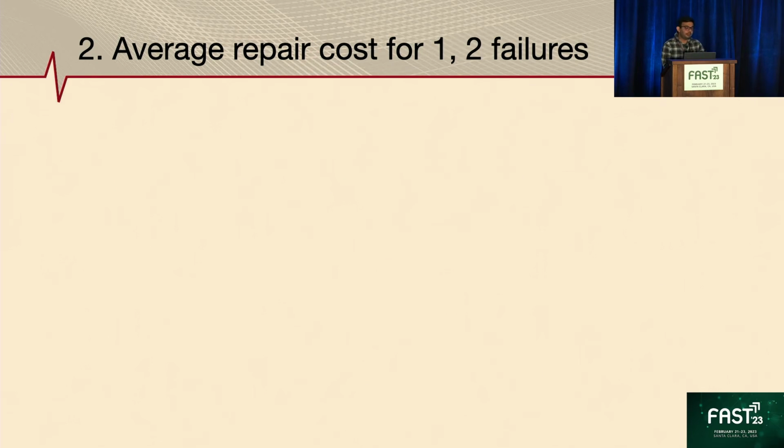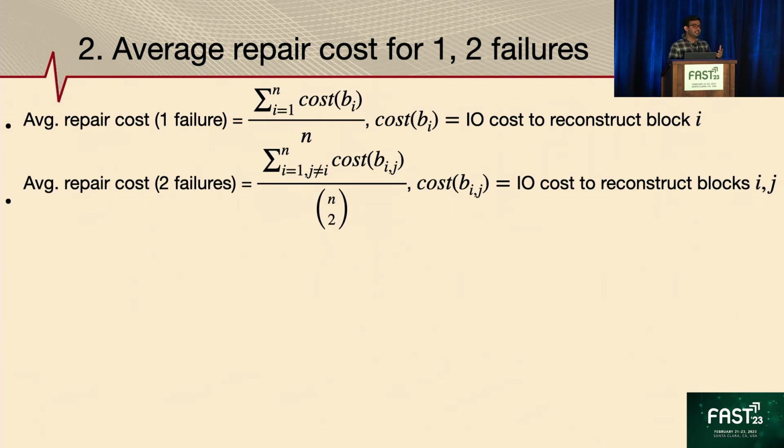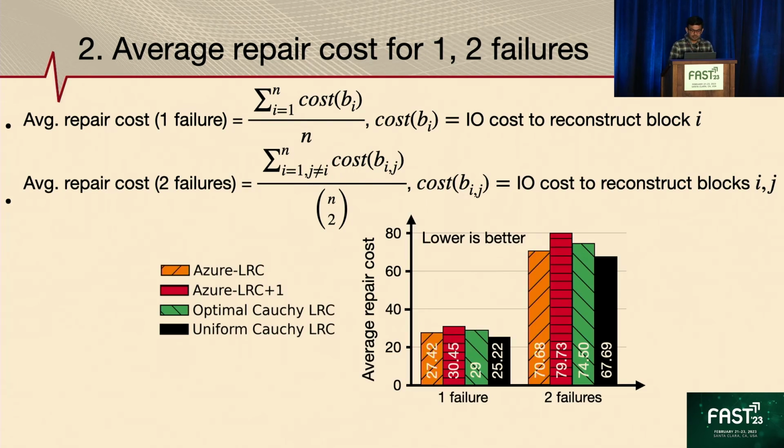Next is the average repair cost for 1 or 2 failures. You can think of this as the degraded mode read cost. So for the average repair cost for 1 failure, what we do is we calculate the repair cost for each chunk in the stripe and average that over the total number of chunks. And for 2 failures, we do the same, but for each combination of 2 chunks that are lost, which may result in a combination of local and global parities that might need to be consulted in order to reconstruct the stripe.